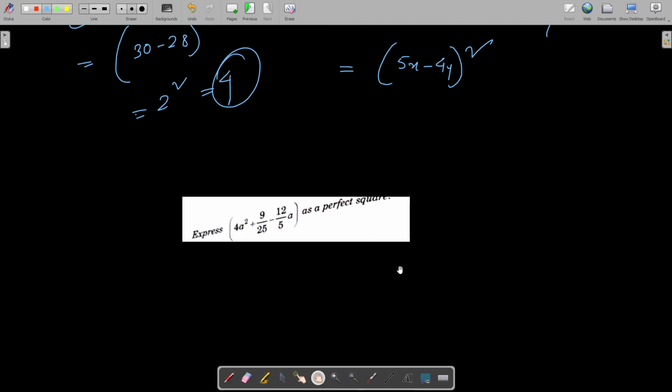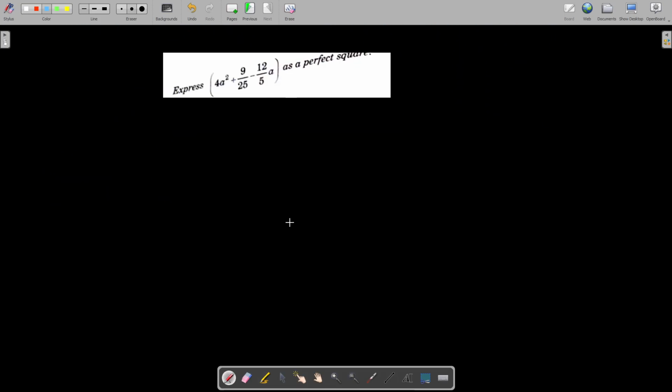Let's take one more question. So one expression is given and they will ask you to write it as a perfect square. So what are they expecting? They're expecting you to simplify this expression in terms of an algebraic identity, quite similar to the previous two questions we just did. So we have 4a square plus 9 by 25 minus 12 by 5a. So what you should do is always start with the one which is given as a square. So see if you can change the number into a square. So can I write 4a square as 2a whole square?